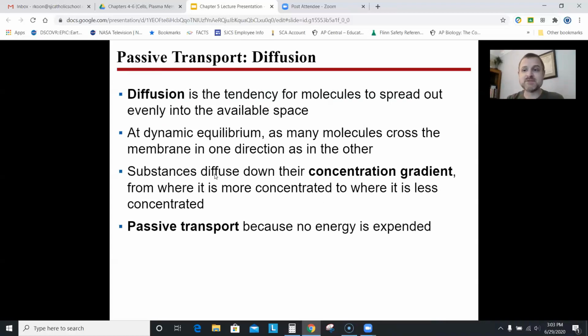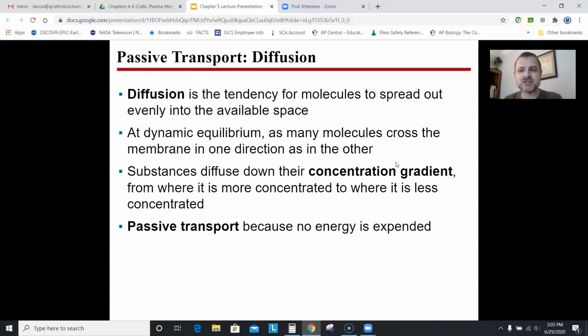Okay, so types of passive transport. Passive transport does not require any energy, all right? So in terms of the cell's currency, it's free. Diffusion is just the tendency of molecules to spread out. Things go from a higher to a lower concentration.